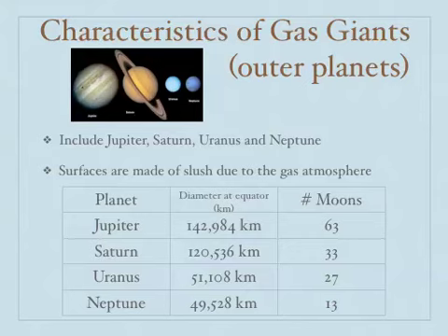I've also included a table that compares diameters at the equator and the number of moons that might be orbiting the planets. Look at how huge these planets are. Jupiter is 142,000 kilometers at the diameter. That's gigantic. And look, it has 63 moons orbiting around it.